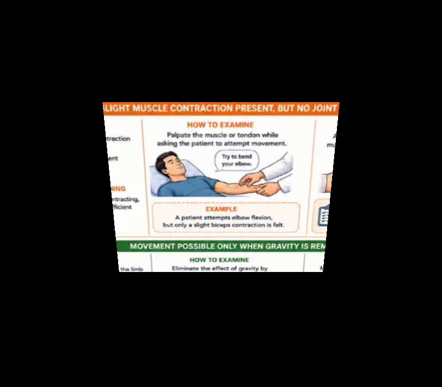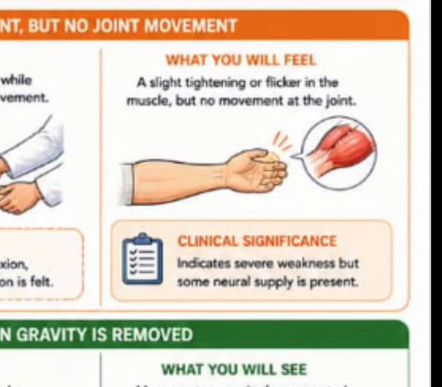So that is number one. What will this indicate? It indicates that there's severe weakness, but there's nerve supply, so there's innervation. In power 0, there's denervation of the muscle, but here there's innervation of the muscle. That innervation shows that neuromuscular transmission is present, but the muscle is weak.